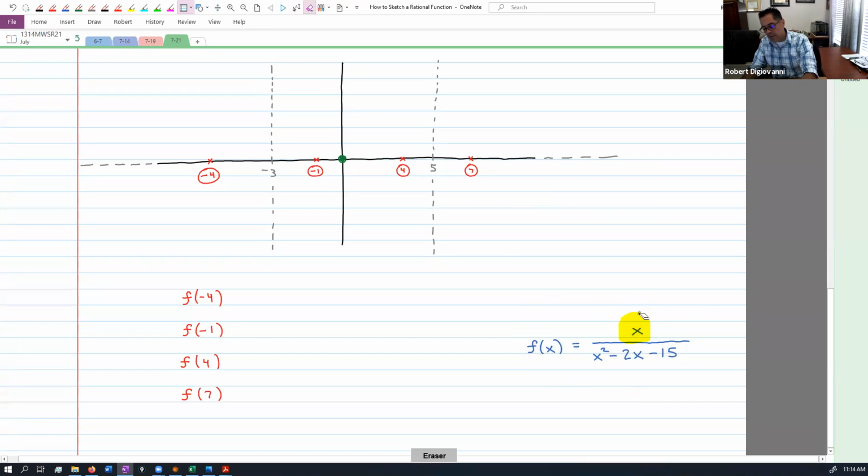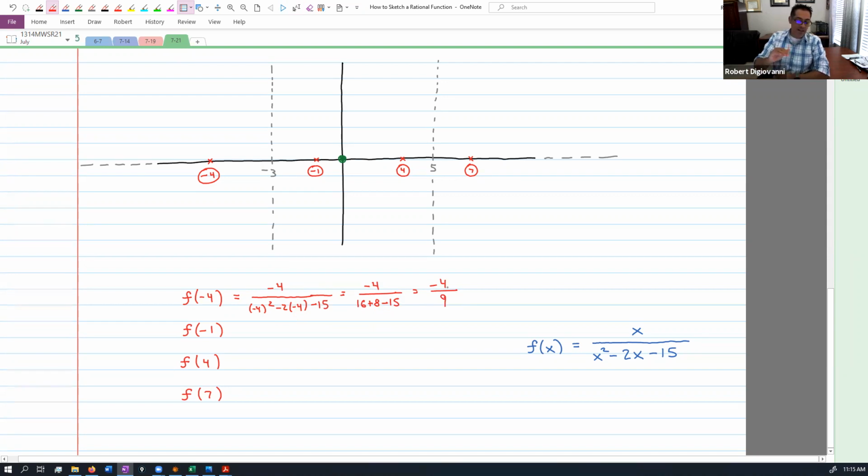So we've done this before in the past. If you're given a function and you're asked to evaluate it, all you're doing is replacing all your x's with these numbers. So I'll do the first one. At -4, I get -4 over, okay, I have to do -4 squared minus 2 times -4 minus 15. So this gives me -4 over, let's see, -4 squared is 16. -2 times -4 is 8. So I get 16 plus 8 minus 15, which gives me -4 over, let's see, I think that's 9.